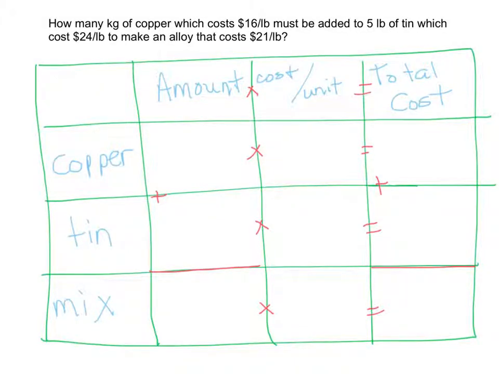Alright, how many kilograms of copper, which costs $16 per pound, must be added to 5 pounds of tin, which costs $24 per pound, to make an alloy that costs $21 per pound? So we have how many kilograms of copper. So there's your x, which costs $16 per pound, will be added to 5 pounds of tin, which costs $24 per pound, to make an alloy that costs $21 a pound.